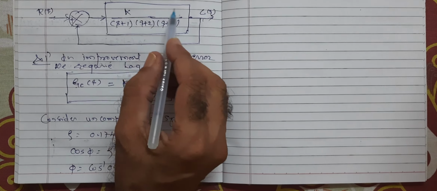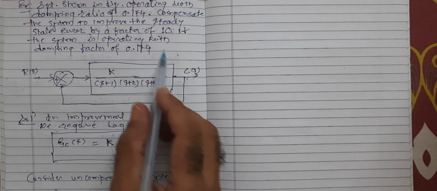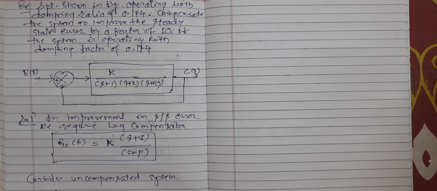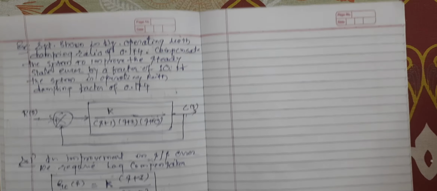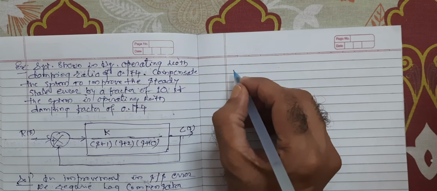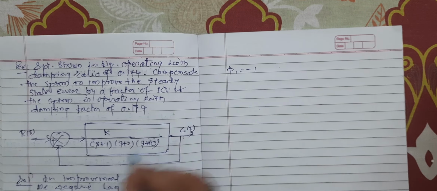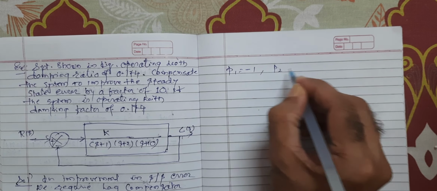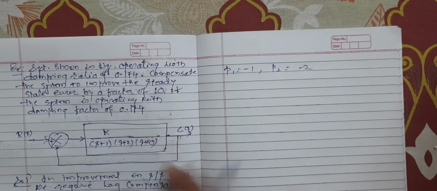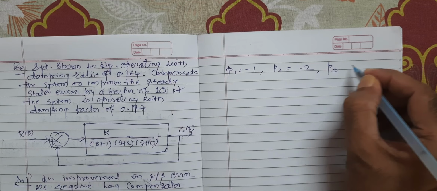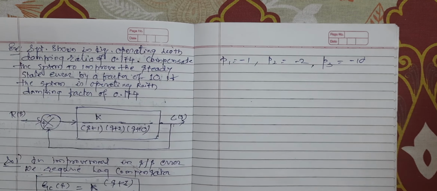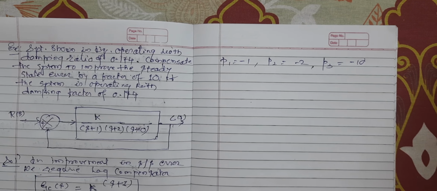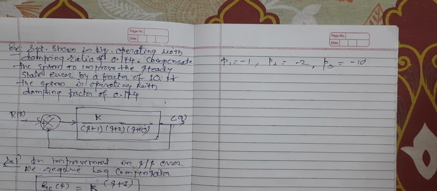Now for this uncompensated system, we will draw the root locus of this system. Now we know P1 is equal to -1, P2 is equal to -2, and P3 is equal to -10. So these three poles we have in the left side of the s plane.